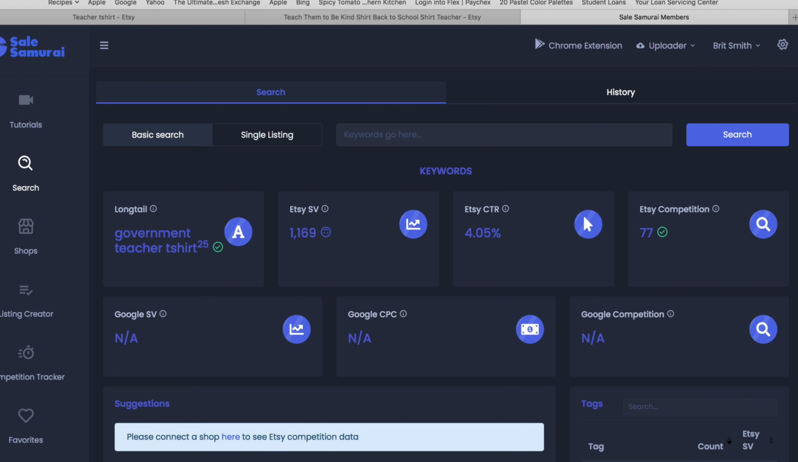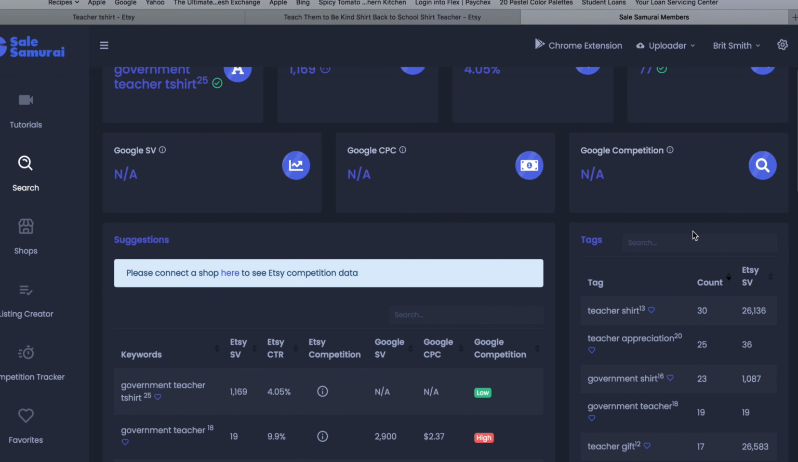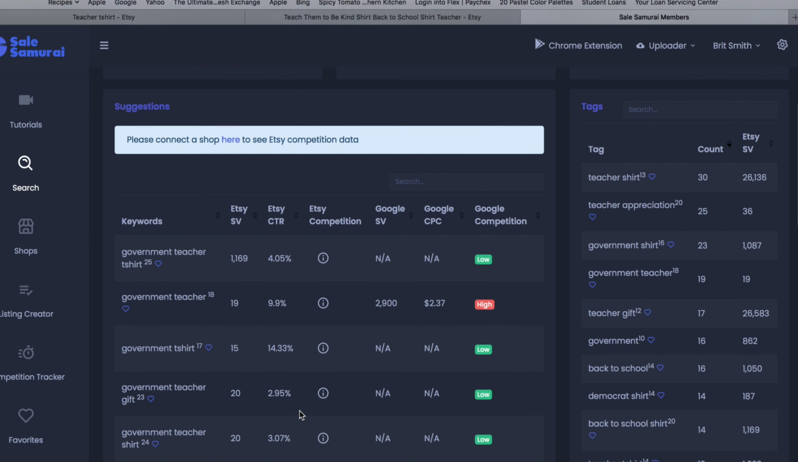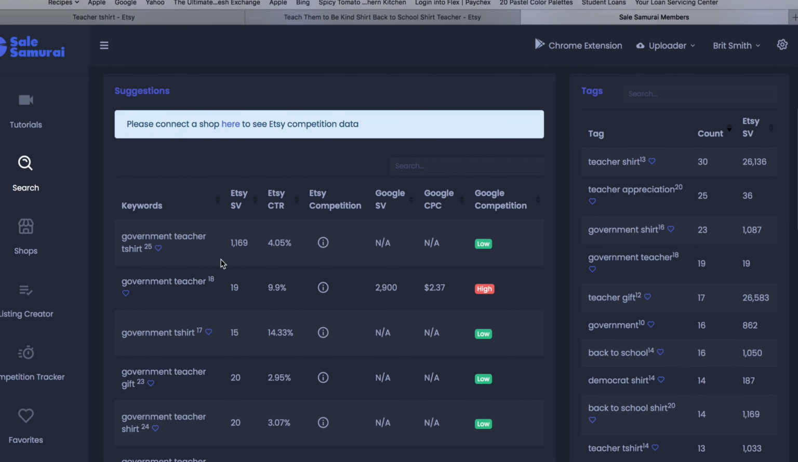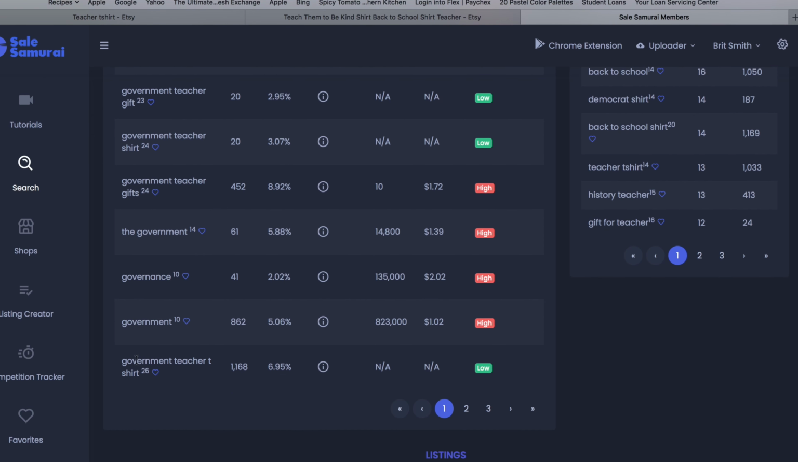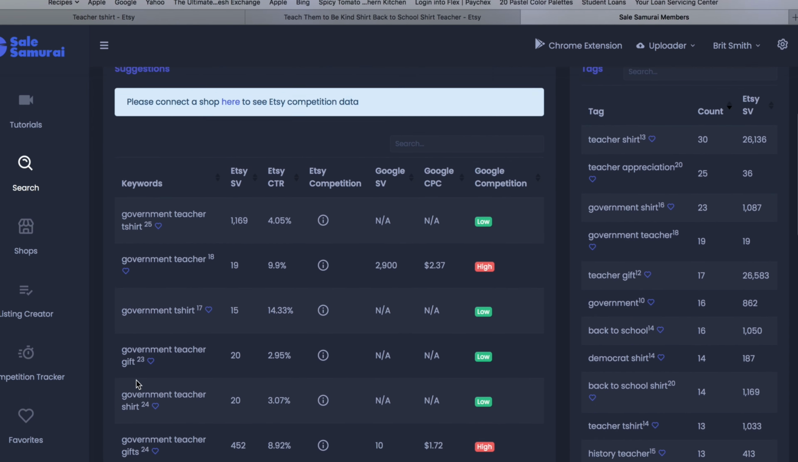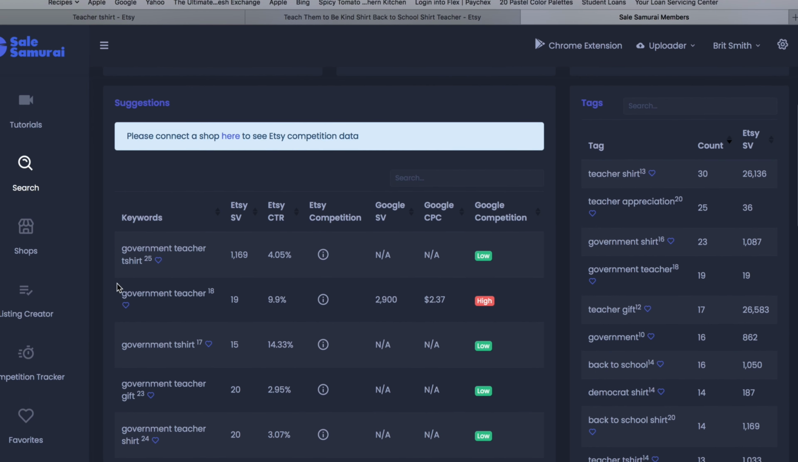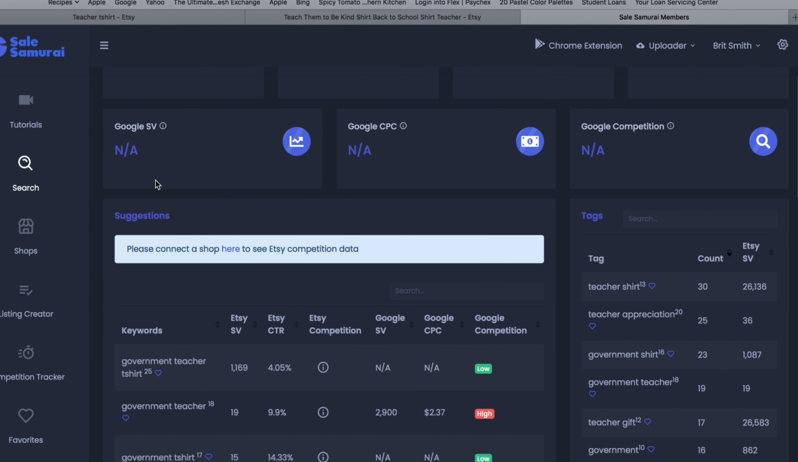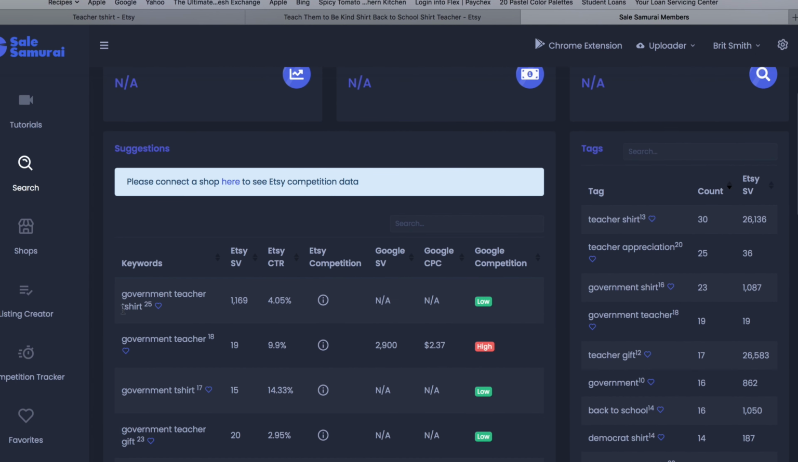Okay, so once we search it on their site, you can see that the competition is actually a little bit lower than I thought it was. Maybe I forgot an S. And then what you could do is go down into the suggestions and find other keywords that are ranking relatively the same. And so you can do government teacher t-shirt or government. Oh, it has a space. That's the difference. I was like, oh, they're the same. But no, it has a space in between t-shirt.